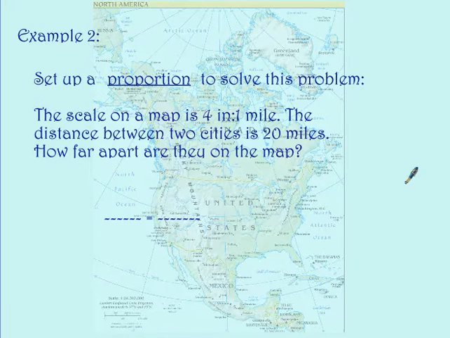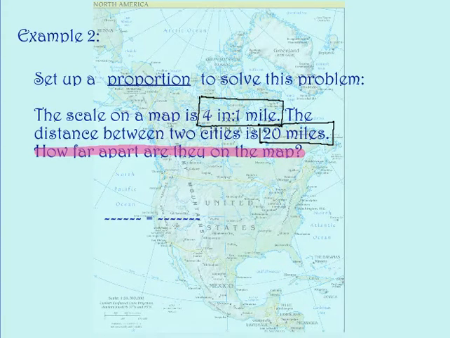So here we go. The scale on a map is 4 inches to 1 mile. So that's going to be important. The distance between two cities is 20 miles. Again, that's going to be important. And I want to know how far apart they are on the map.